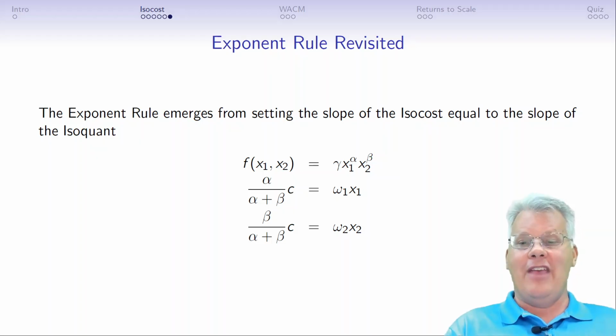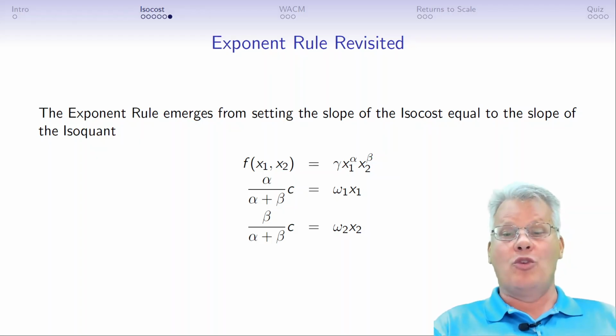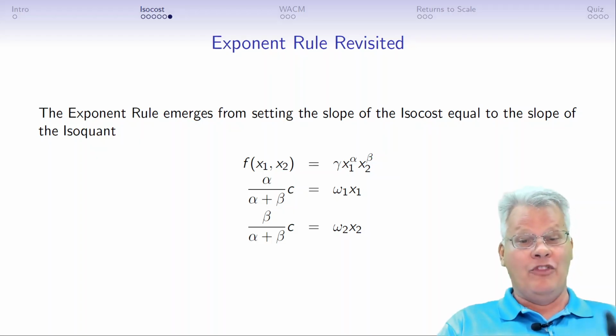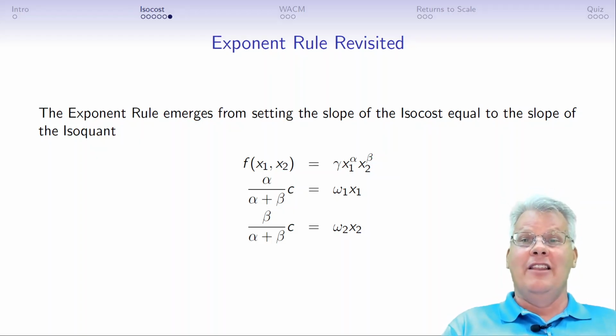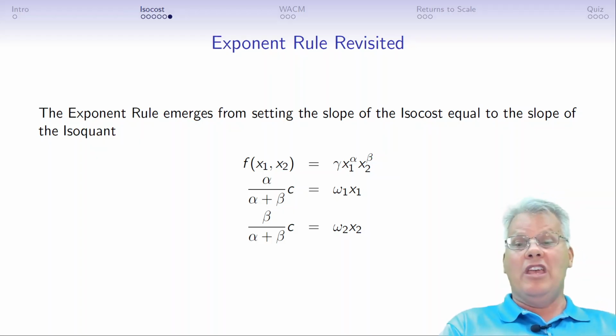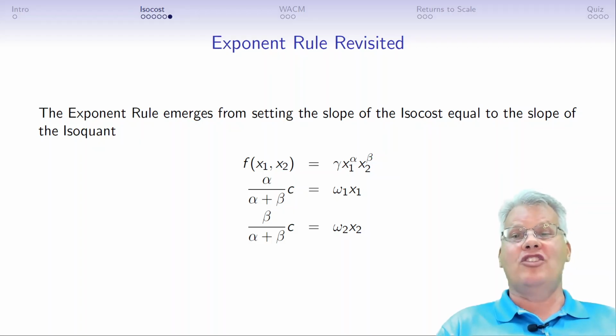We can see that alpha over alpha plus beta is the proportion of total cost that represents expenditures on factor 1, and beta over alpha plus beta is the proportion of total cost that is taken by expenditures on factor 2. We can rearrange these expressions to come up with factor demands for factor 1 and factor 2, much like we did before.